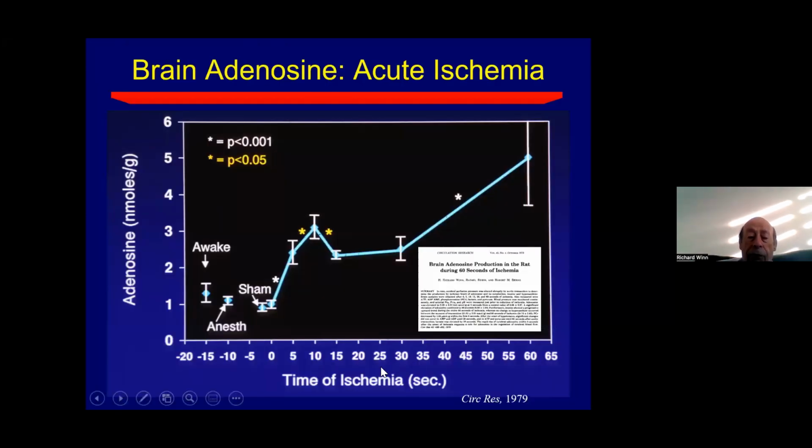So we had a variety of control groups, awake, anesthetized, sham treated, and then at 0, 5, 10, etc. seconds of ischemia. And you can see that adenosine is significantly elevated at 5 and 10 seconds, and then subsequently goes up. This reflects the late breakdown in ATP.